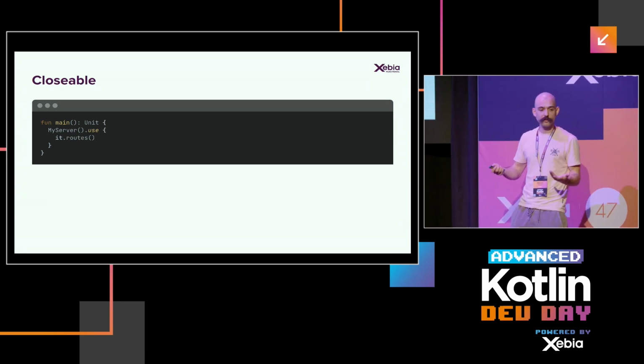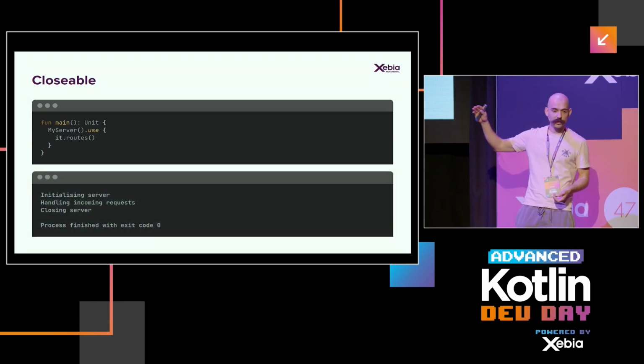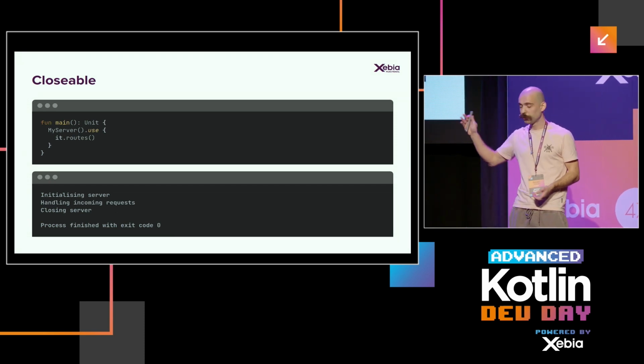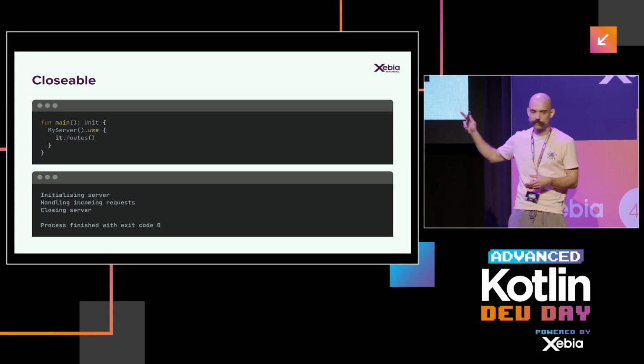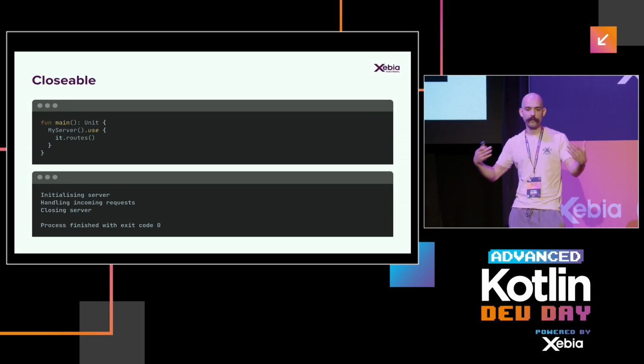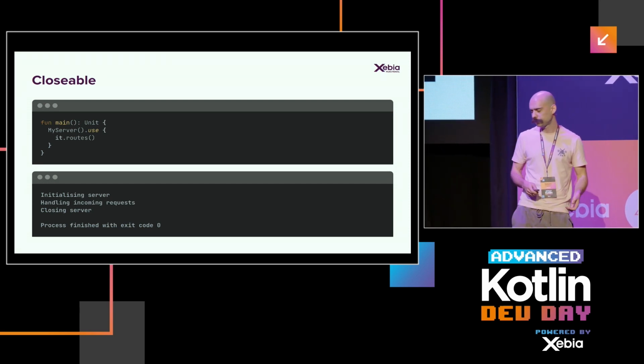And if we run this main block, we can see that the server initializes, it handles a route, and it immediately closes, right? We see that the program exits with exit code 0. This is, of course, not what we want. We want the server to run for the entirety of our main process, right? Until we ask this main process to close.